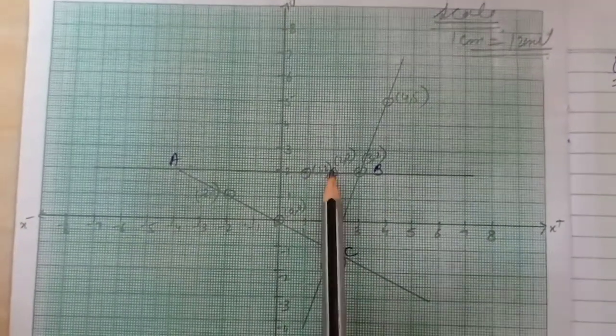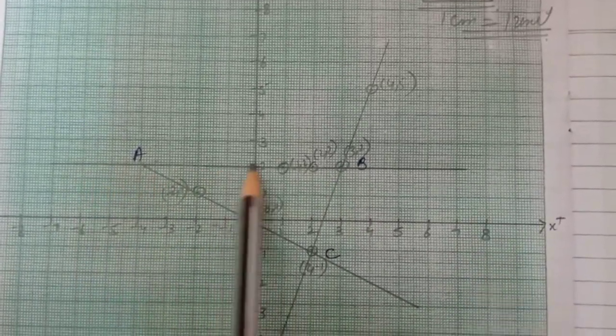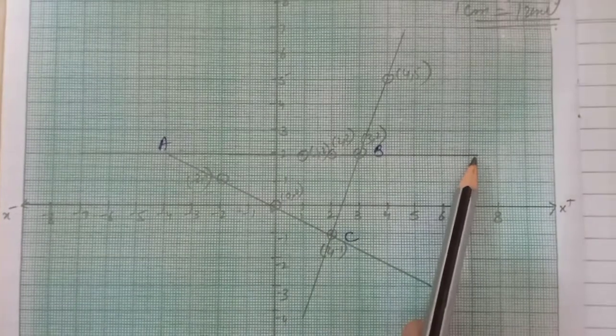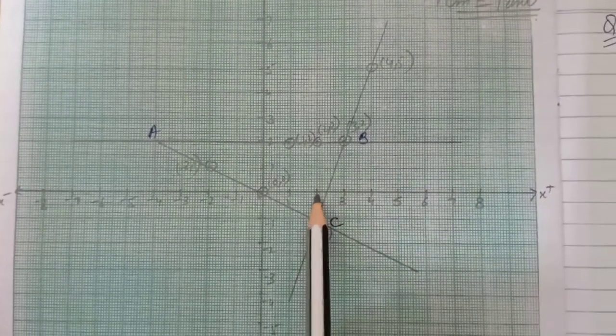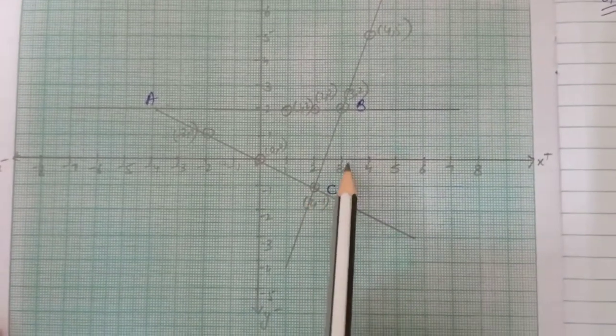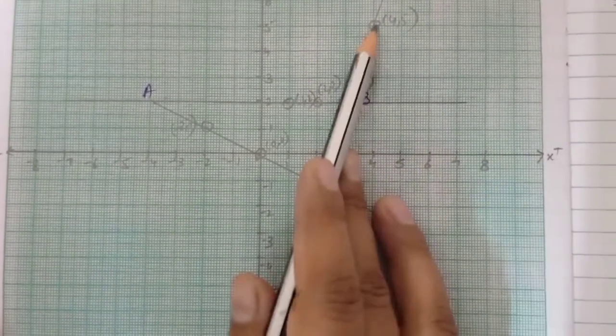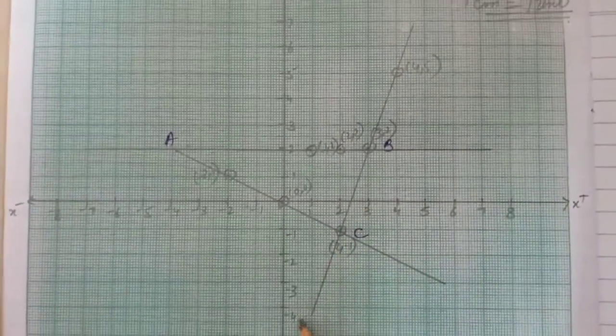Second is 2 and 2. Third is 3 and 2. Clear? And then after you have to join this line. Next is 2 and minus 1. It is here. Then the next is 3 and 2. And next is what? 4 and 5. Then you have to join this line.